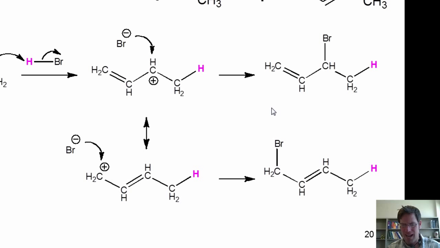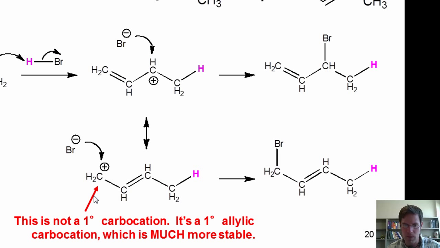Now, one thing that I hasten to mention is that this carbon right here is not a primary carbocation. It is not. It is a primary allylic carbocation, which is much more stable. Remember that by resonance, this positive charge right here is actually being shared by 2 carbons, this one and this one. It is resonance delocalized. Hence, this carbocation actually ends up being even more stable than a tertiary carbocation.